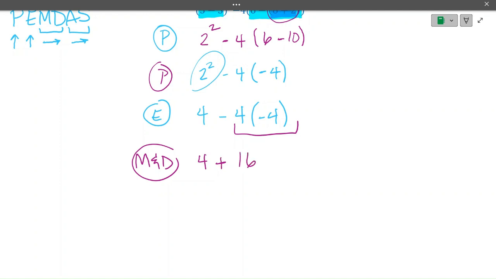No additional multiplication or division left. So that means we move to addition and subtraction, and we're working from left to right. So 4 plus 16 is 20. So that is our simplified expression.